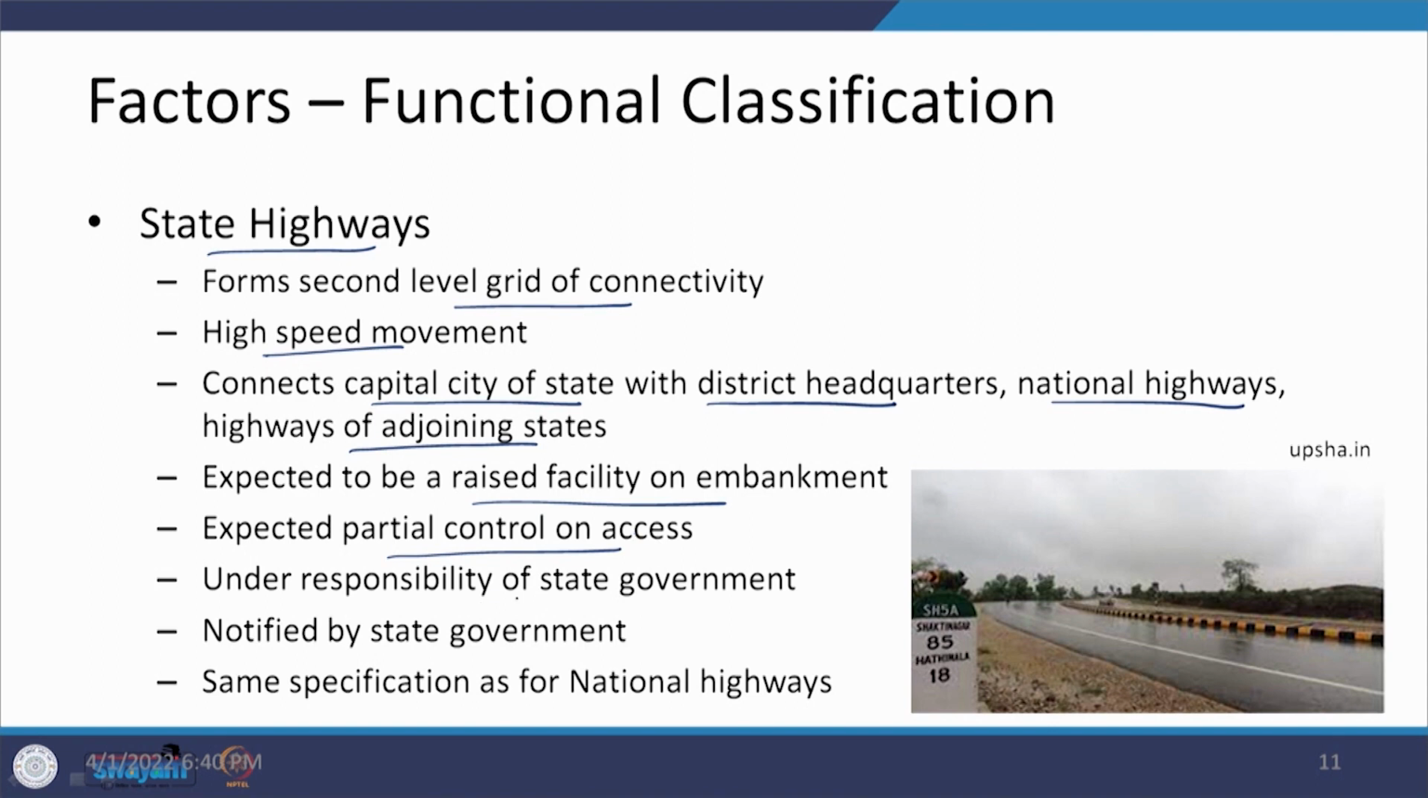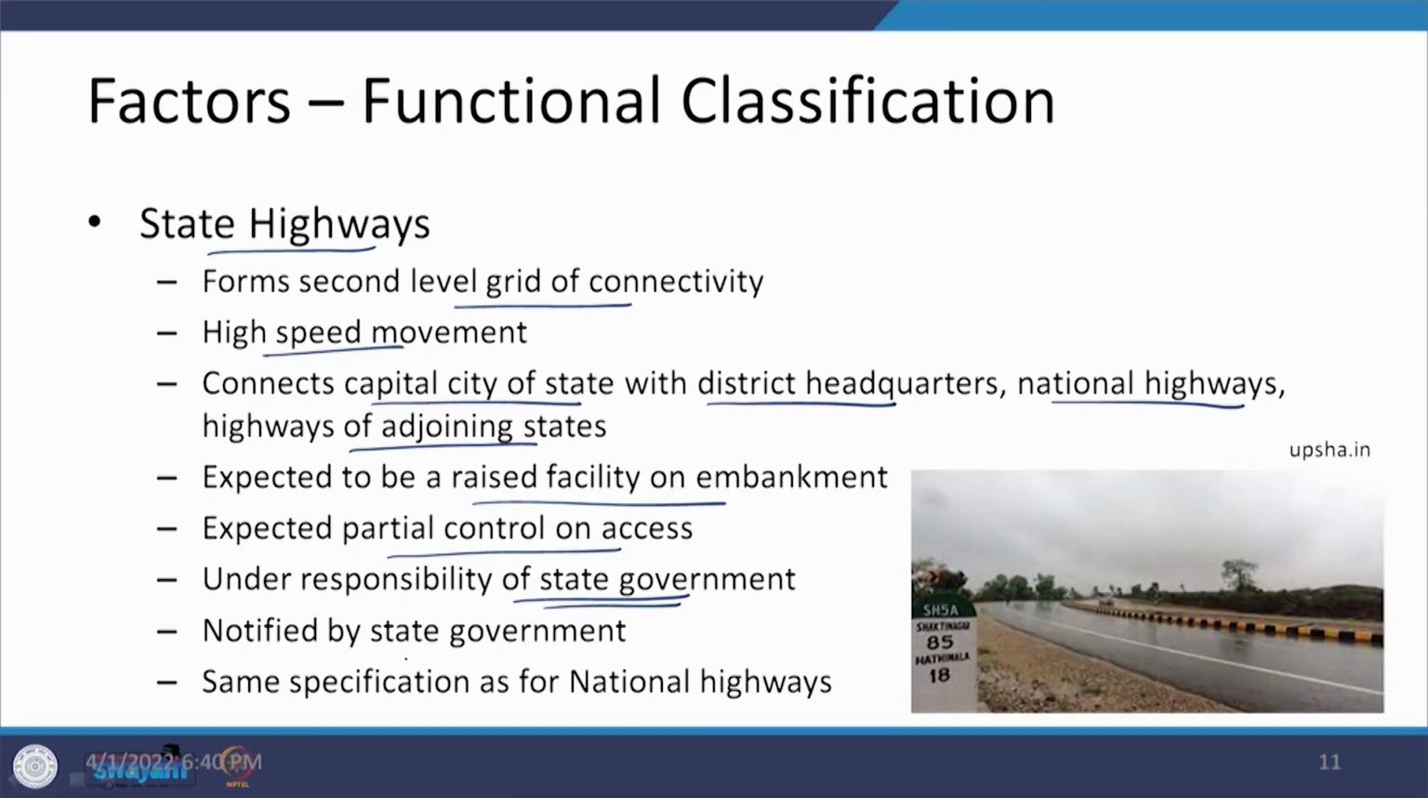They come under the responsibility of the state governments, and therefore, the notification or the denotification of the road as a state highway is under the purview of the state government. I already specified that they have the same specifications as national highways. So, when we will be looking further, we will see that NH/SH is what we will be talking about.